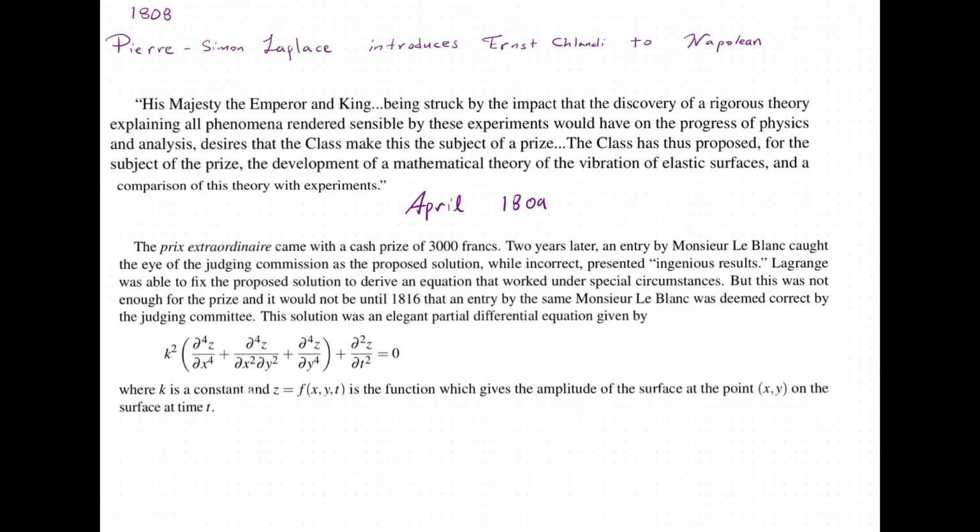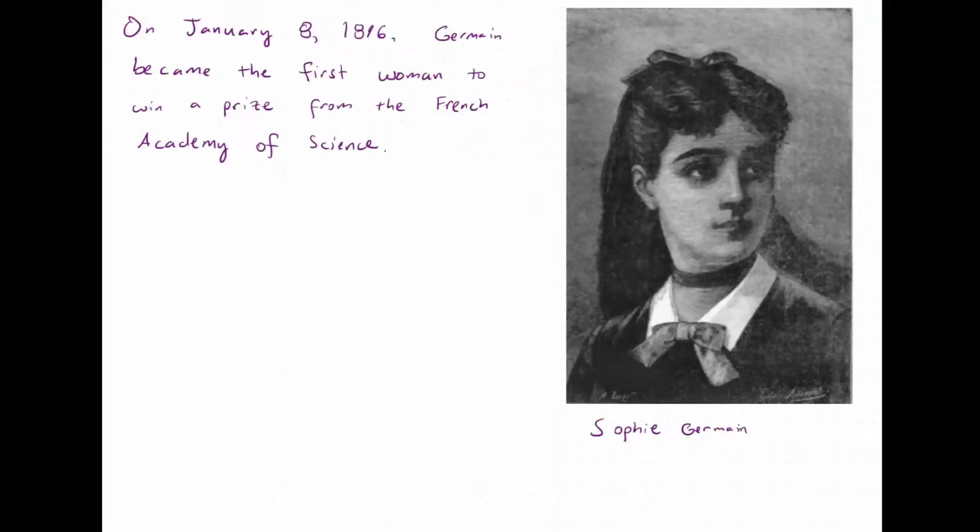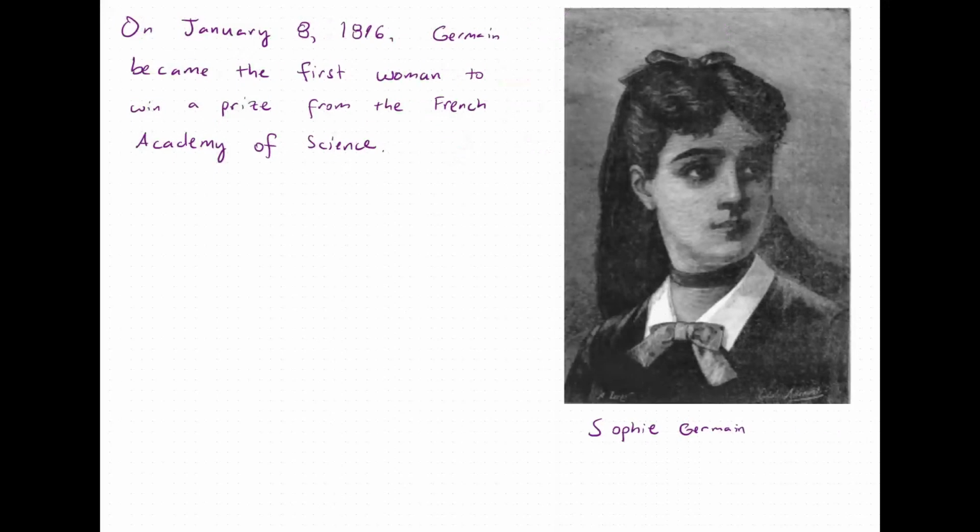Fast forward several years later, so now we're in 1815, Monsieur Leblanc submitted a new proposed solution. And that solution was found to be correct, and Monsieur Leblanc was awarded the prize. But Monsieur Leblanc was not your typical mathematician of the time. Monsieur Leblanc was in fact Sophie Germain, a self-taught mathematician who had been publishing under the pseudonym Monsieur Leblanc so that she would be taken seriously by the mathematicians of the time.